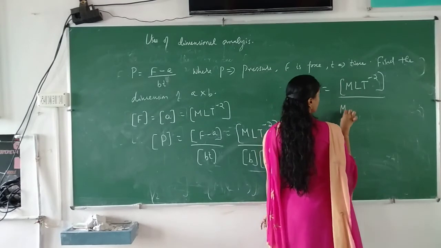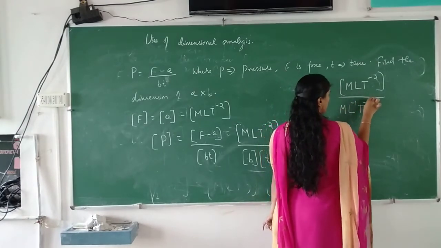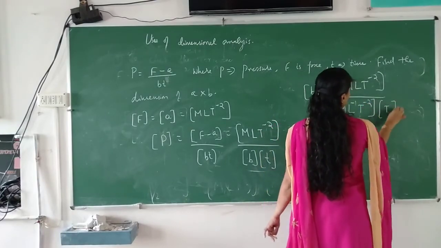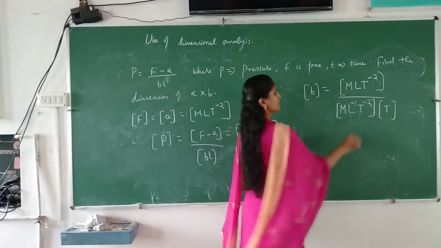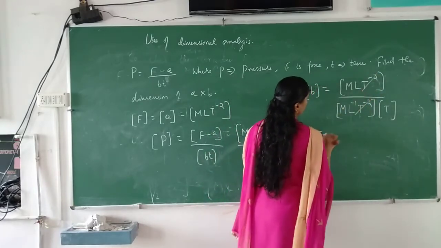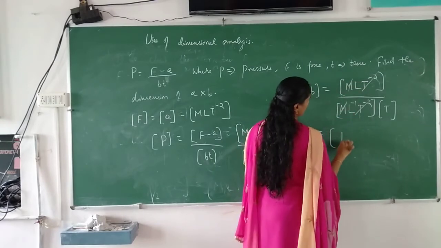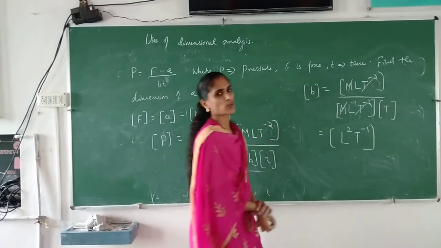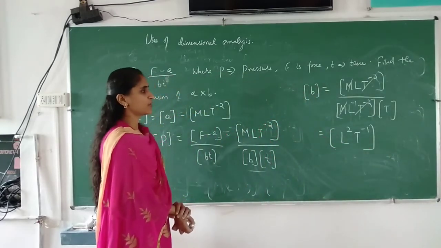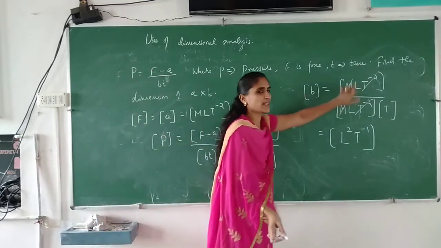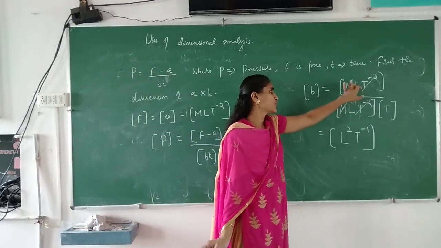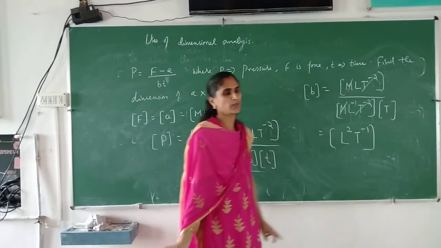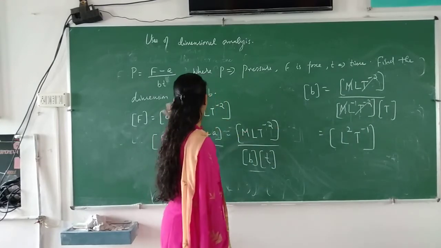Pressure equal to force by area. So you will get it as M L raised to minus 1 T raised to minus 2 into T. So T raised to minus 2 will get cancelled. What will you get? M will get cancelled. You will get it as L square T raised to minus 1. That is the dimension of B. How this L raised to minus 1 will go to numerator? So L raised to 1 into L raised to plus 1, you will get L square, and 1 by T becomes T raised to minus 1. So you got the dimension of B and dimension of A.